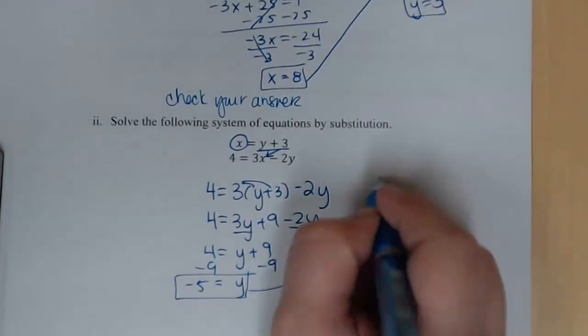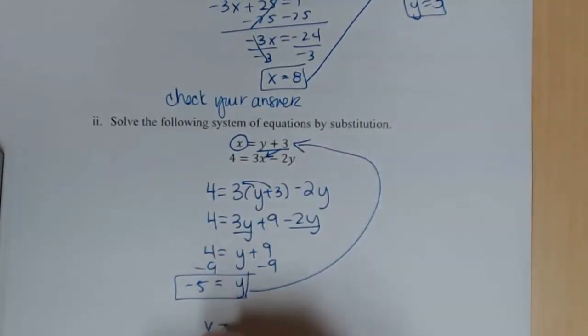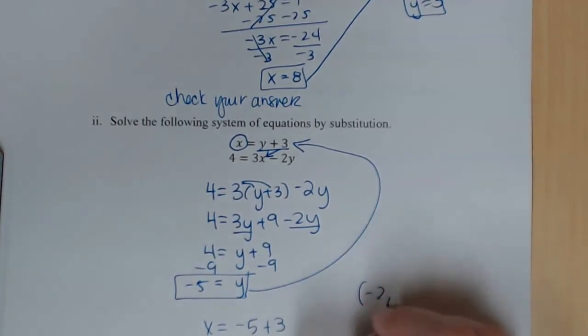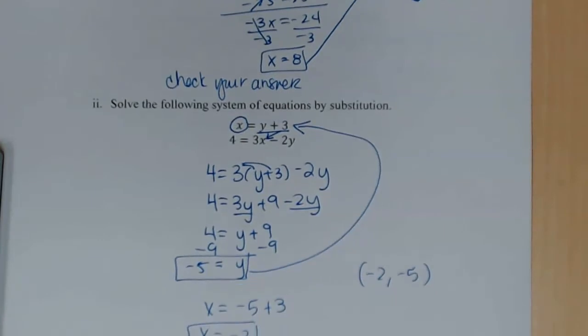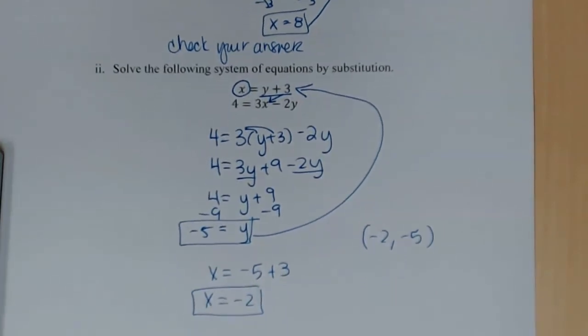Once you get one of your variables, plug back into one of your originals to find the other one. So it gives me negative 5 plus 3. So x is equal to negative 2. So my answer would be negative 2, negative 5. And again, check your answer and you can make sure that that's true for both of them.